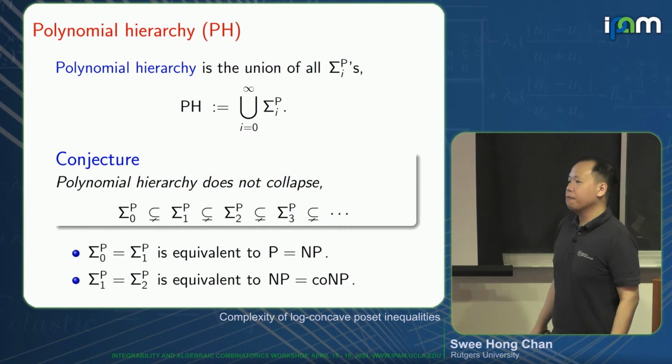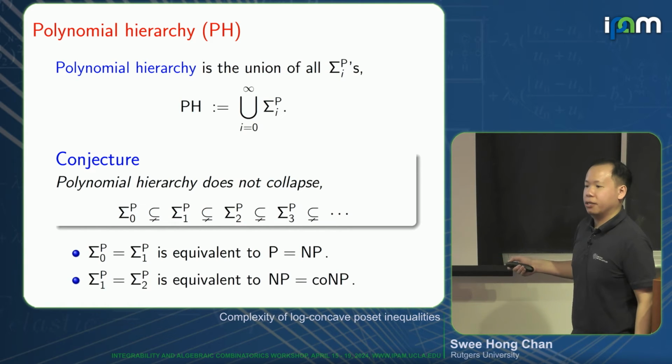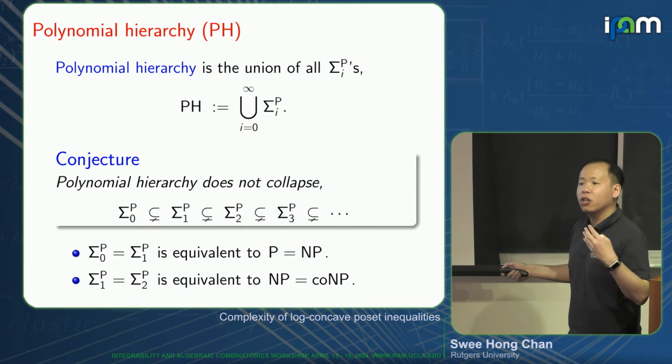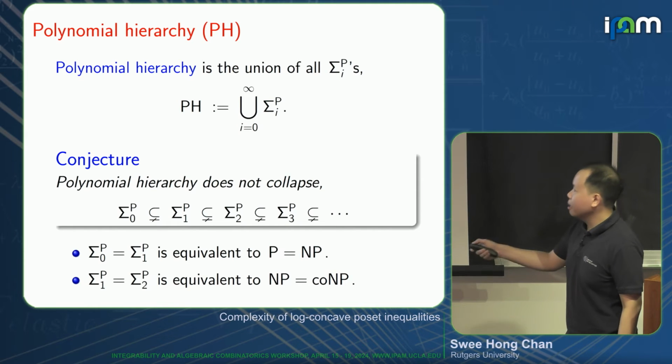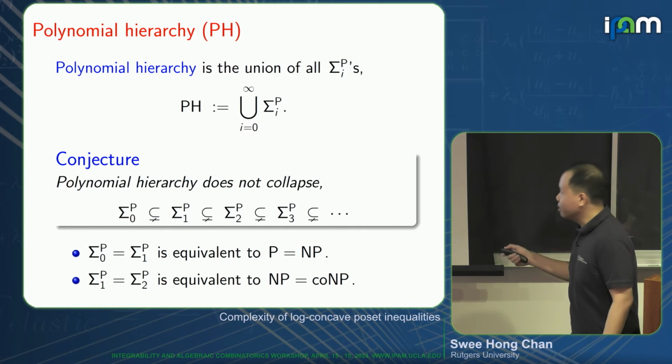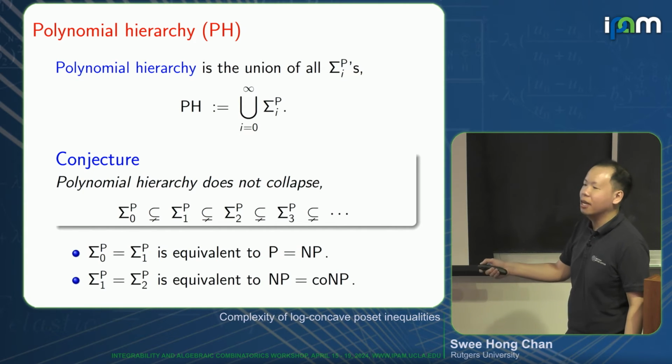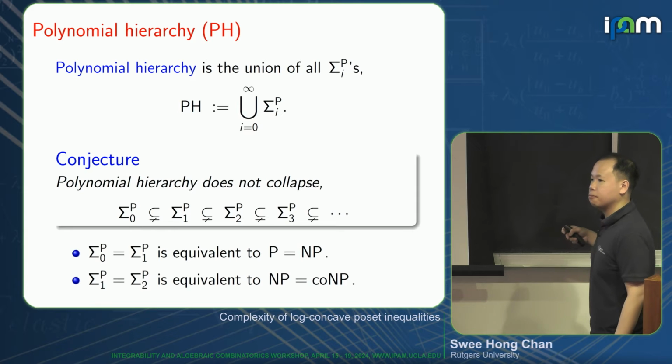It's widely believed that this polynomial hierarchy is strict, that it does not collapse, in the sense that there's something in sigma 2 that's not in sigma 1, there's something in sigma 3 that's not in sigma 1 or sigma 2, and so on.